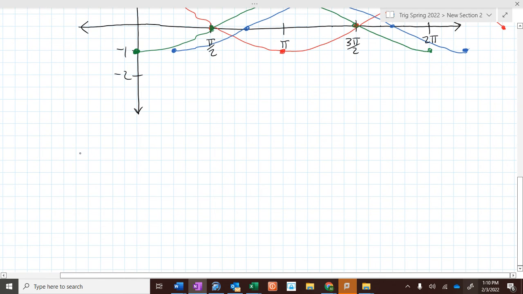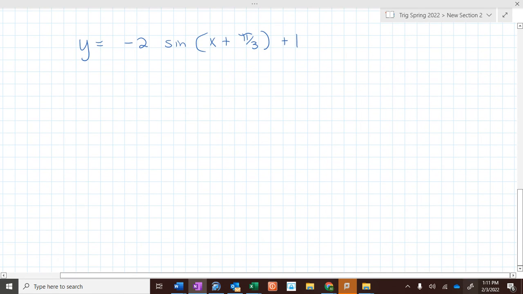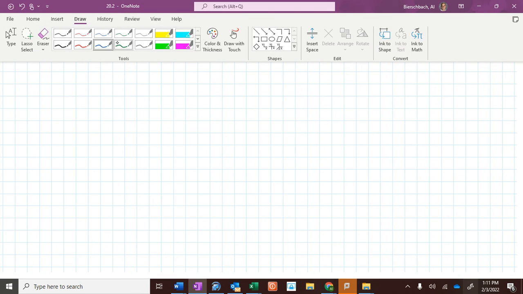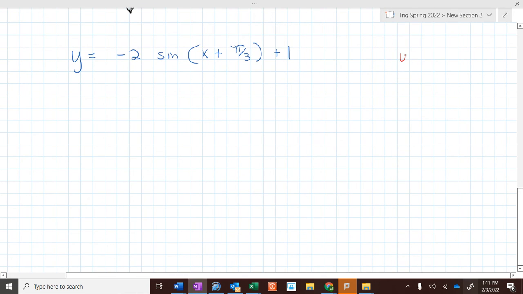Okay, so y equals -2 sine of x plus pi over 3, plus 1. Okay, we're doing 3 things here, so it'll be how many graphs? 4. 4 graphs. You guys are smart. This will not be any challenge for you guys. So what's the base function? Y equals sine of x.